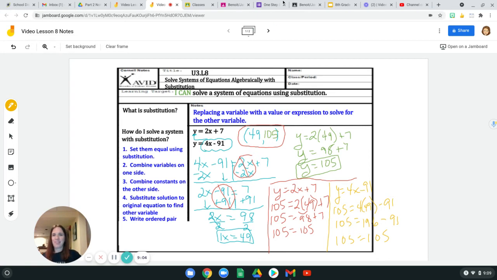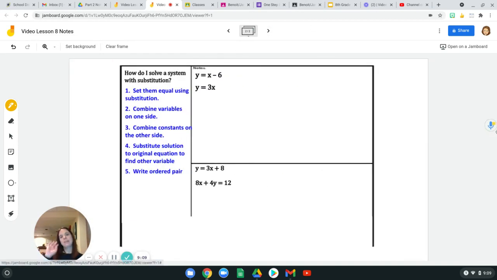All right, let's look at another example. Same steps. If you have the notepad printed, you don't have to write them because they're there. If you don't have it printed, you can choose to write them or not. You can just look back at your previous page. But we're going to look at our system and we're going to follow the steps here.